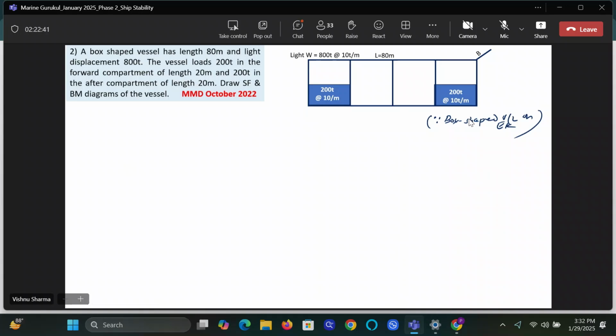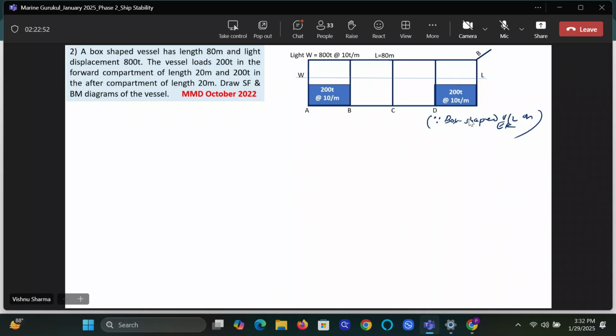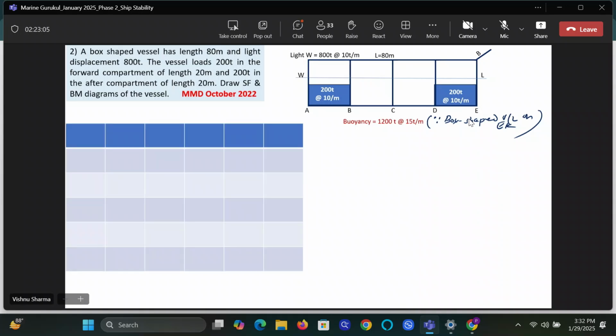The 200 tons out there, draw the SF and BM. Better mute yourself if you're not talking to me, please. Now you see, guys, the vessel will be on even keel. We can take 5 points, we can take 4 points, the middle point can be avoided. Choice is yours, doesn't matter. For load, buoyancy is 1200 tons. It will be 15 tons per meter. If anybody has solved, you can compare quickly. If you have not solved, then you need to solve it and see.